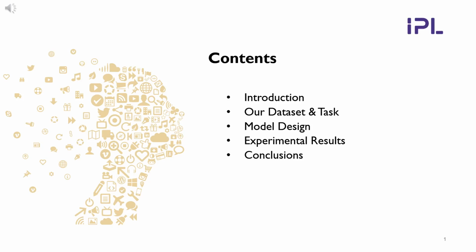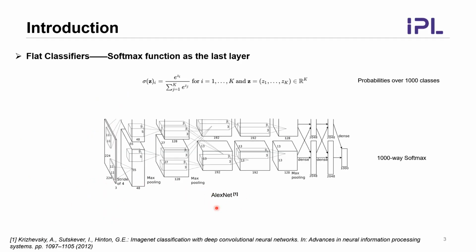First, it's the introduction. I will talk about the traditional model for the image classification task. AlexNet is a milestone in the image classification task, which was proposed in 2012. It uses the softmax function as the last layer of the model so that given one input image, the model can predict probabilities over 1,000 classes. We call this kind of model flat classifiers.